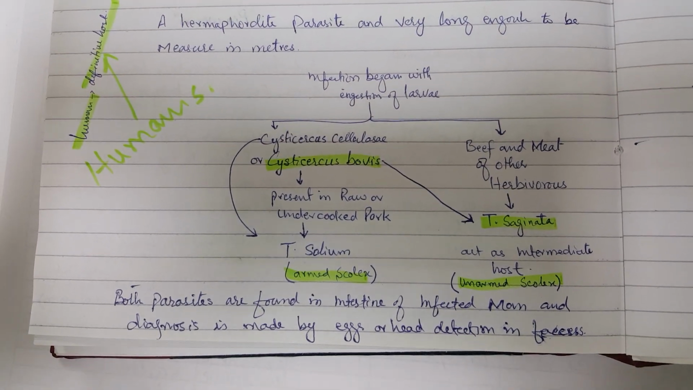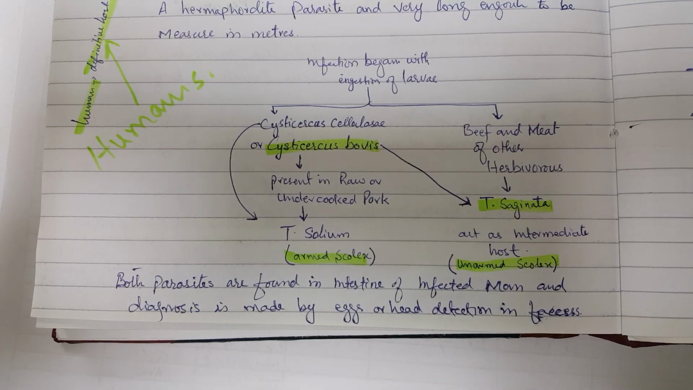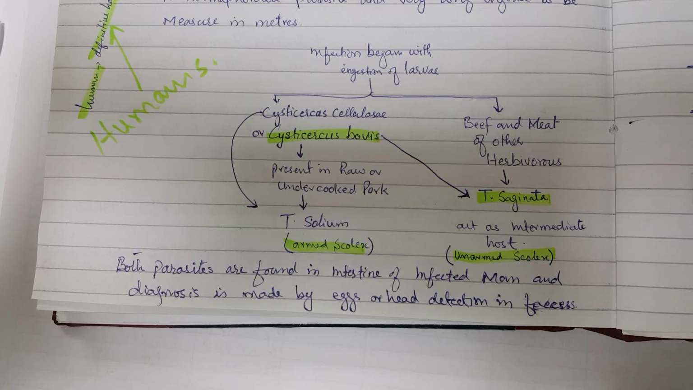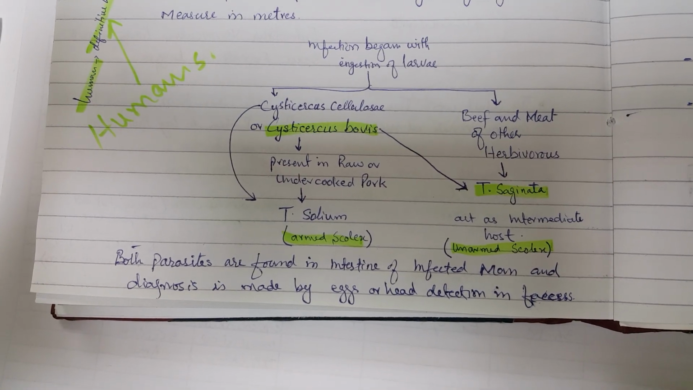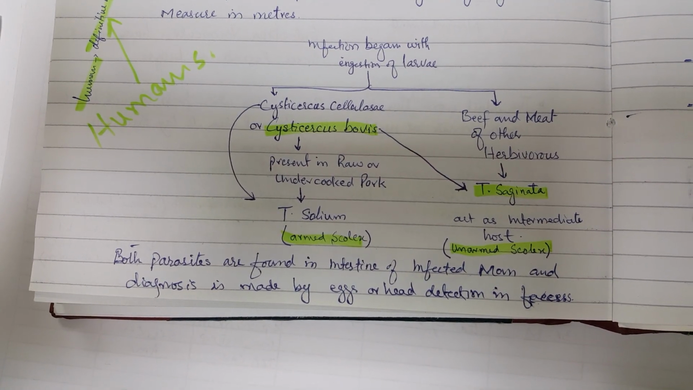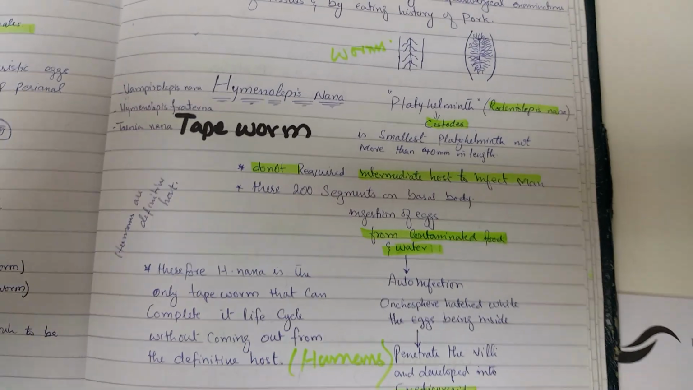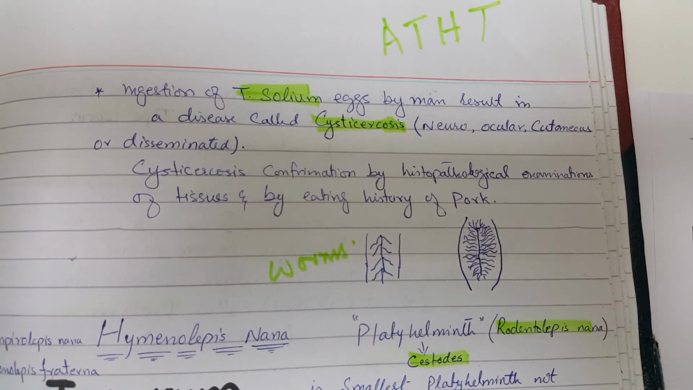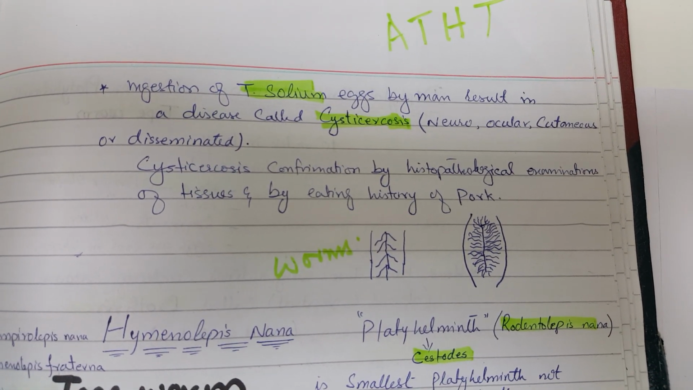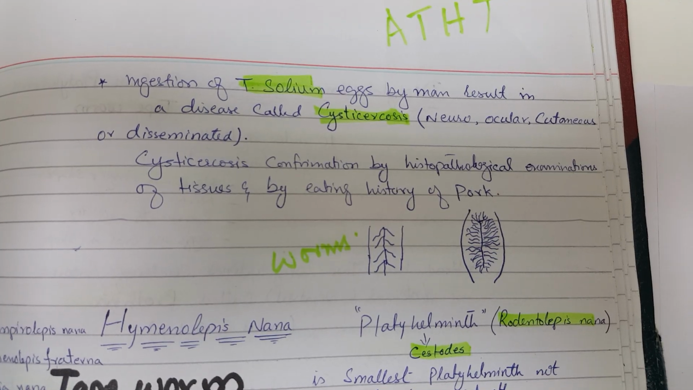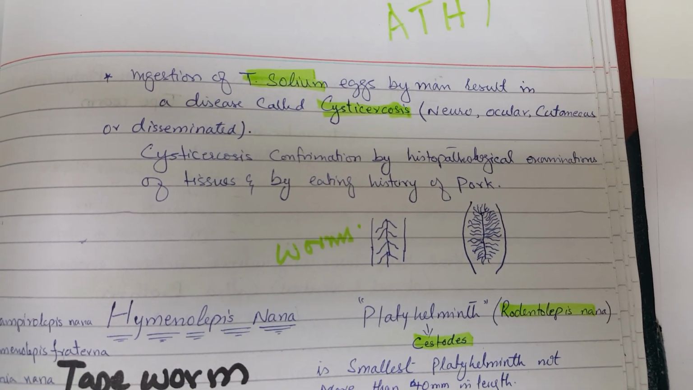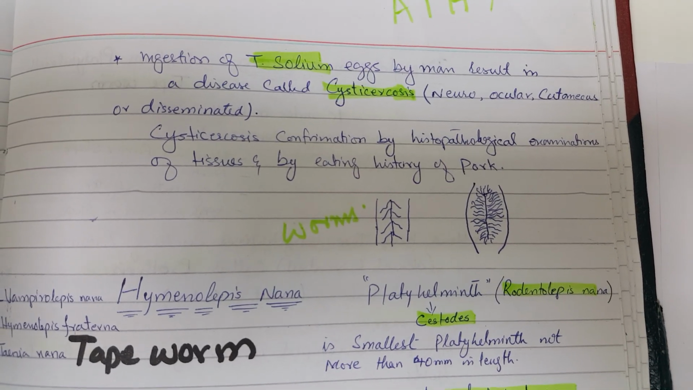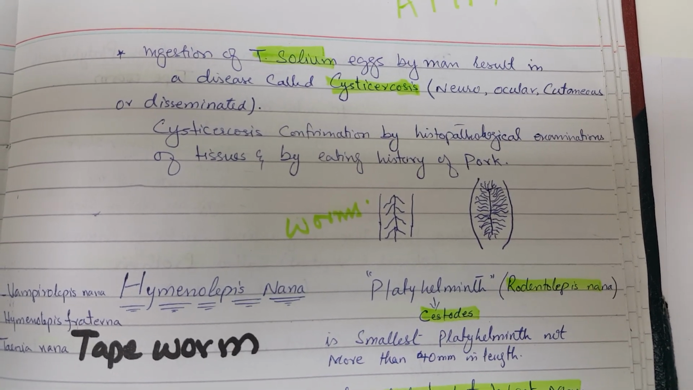Infection begins with the ingestion of larvae: in T. saginata from beef, and in T. solium from pork. Both parasites are found in the intestine of the infected human, and diagnosis is made by the eggs found in feces. Ingestion of T. solium eggs by humans results in the disease cysticercosis: neuro, ocular, cutaneous, and disseminated cysticercosis, with confirmation by histopathological examination of the tissue and a history of eating pork. And you see the worm pictures here.